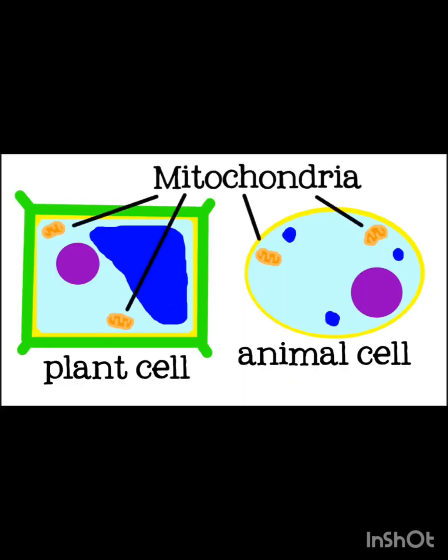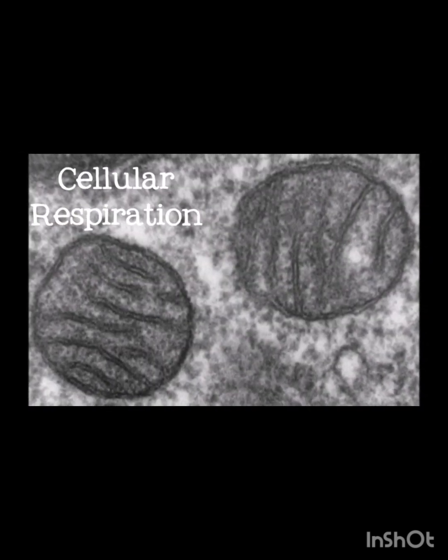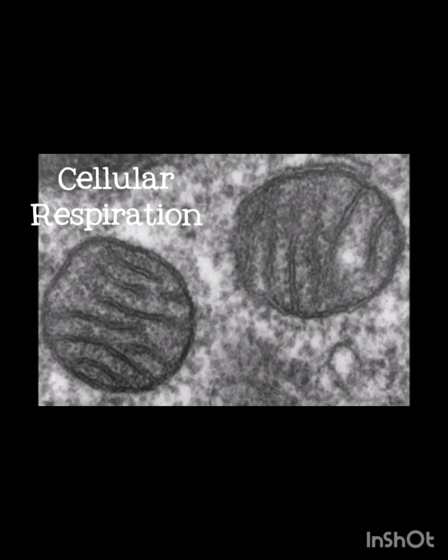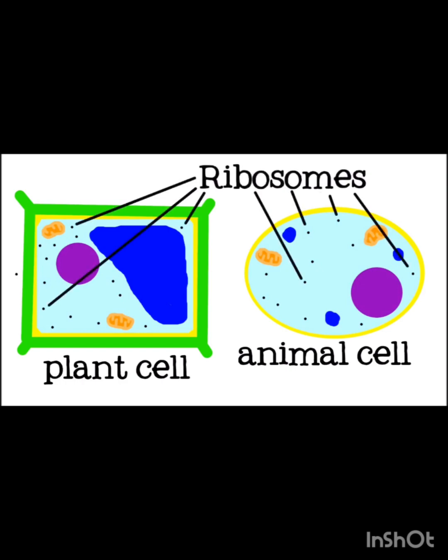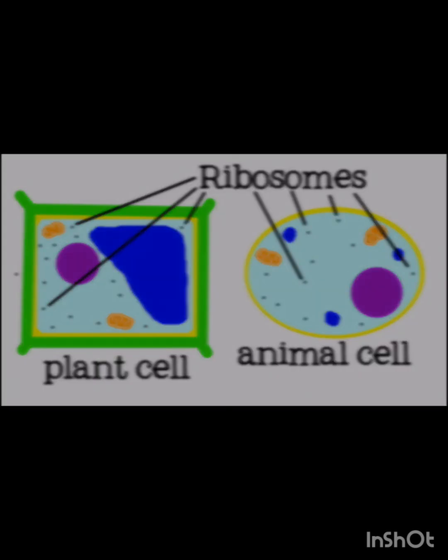Here now we see mitochondria. It generates energy from food. That's why it is also called the powerhouse of the cell. And it is needed for cellular respiration. Now here we can see tiny balls. These are ribosomes, which work like tiny factories. They produce proteins which the cell needs to build up new structures and to repair damage.